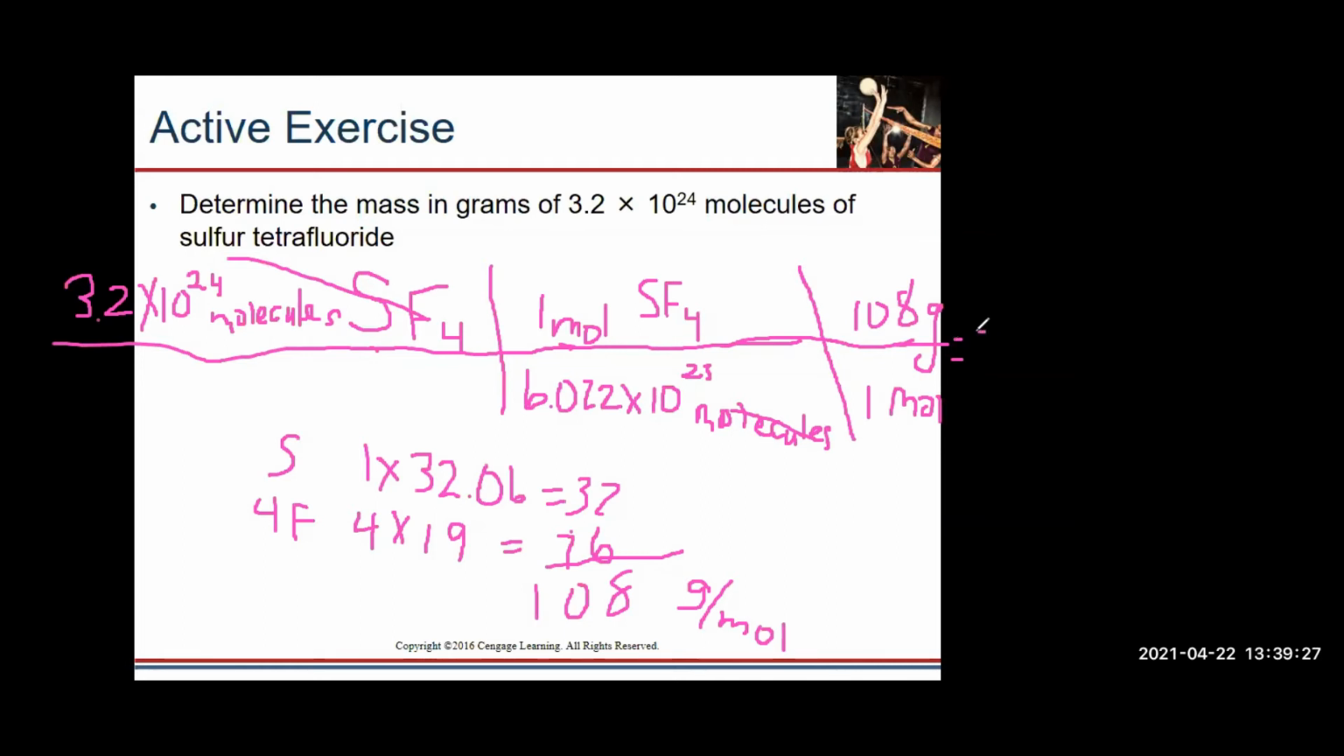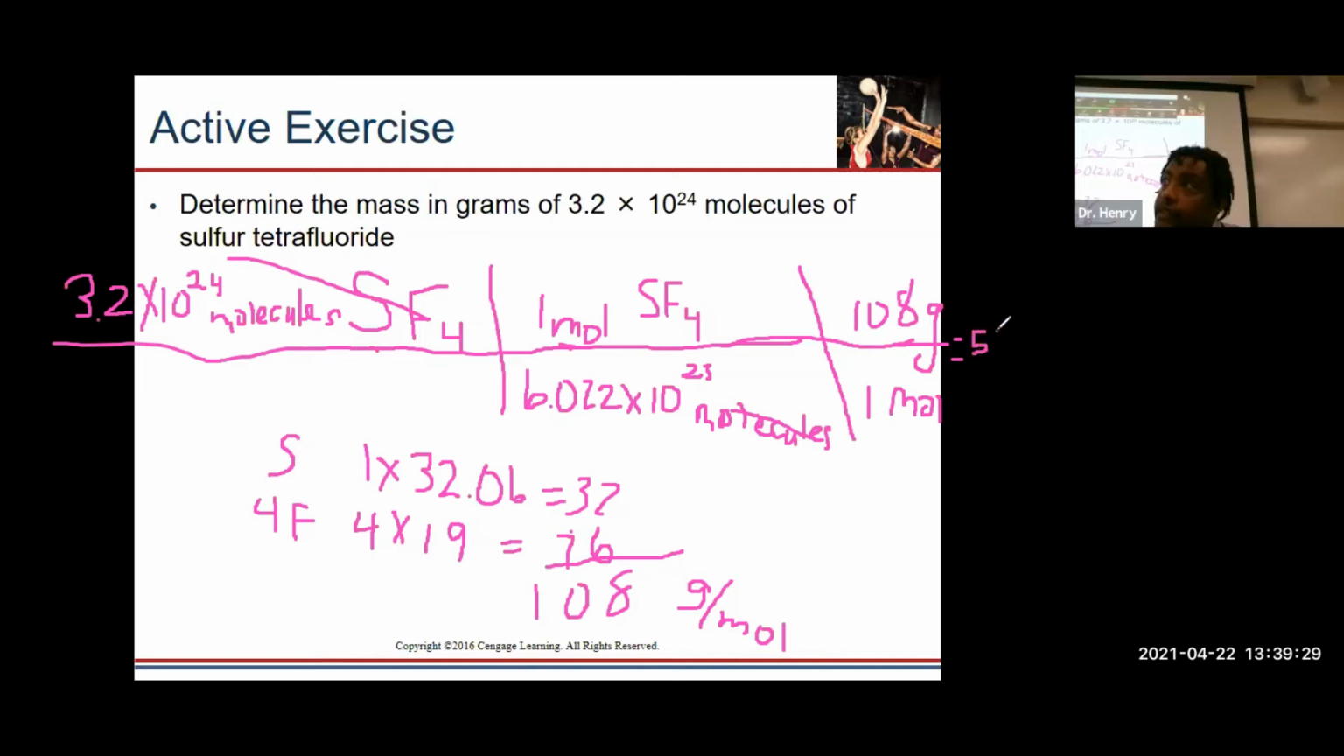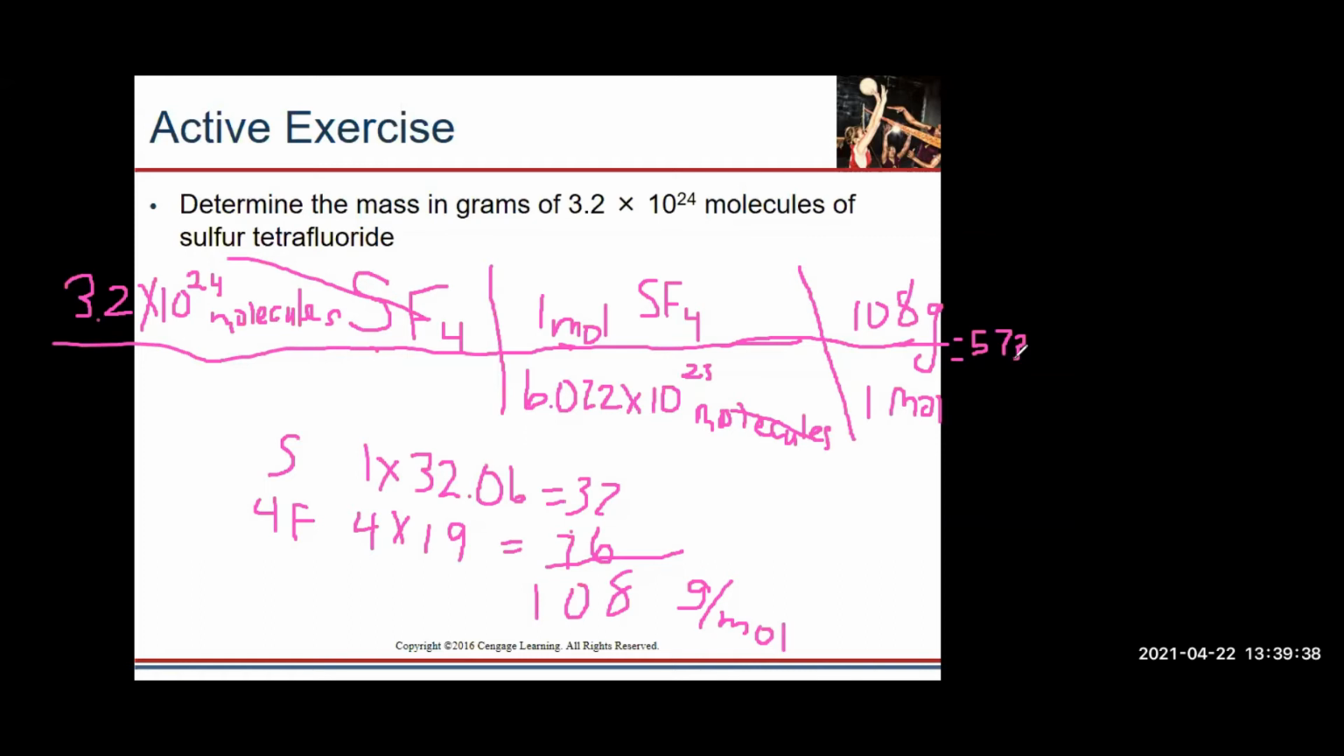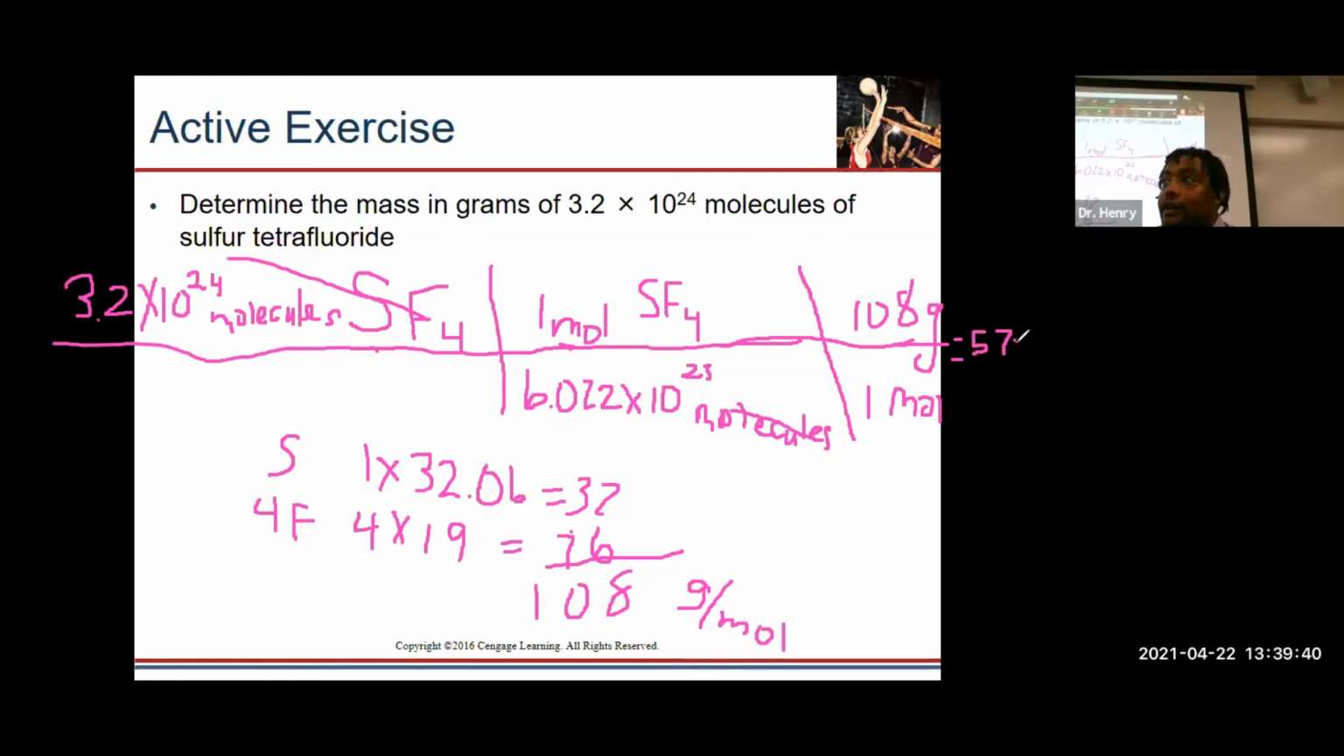Okay, so 573. Sig figs, you told me I needed 2 sig figs. So my answer should be 570 grams of SF4. Piece of cake?